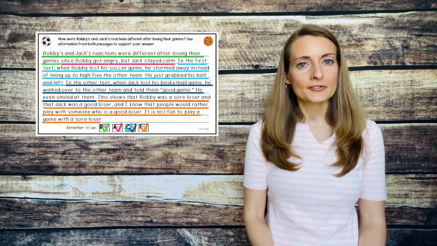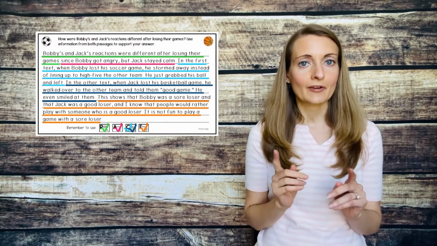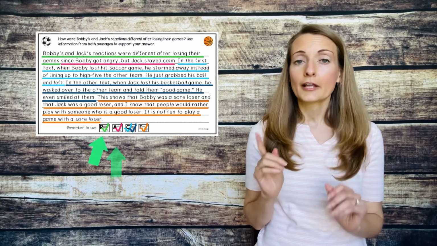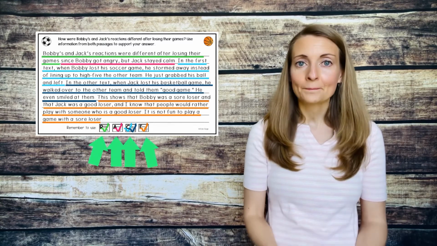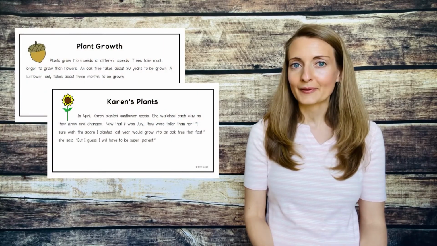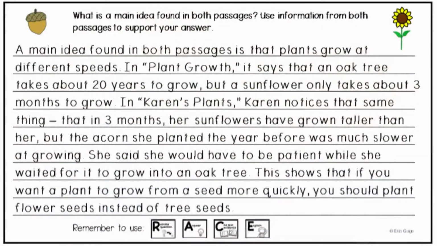Okay, remember last time we looked at a sample written answer about the 2 sports stories and we found the different parts, the R, A, 2 C's, and the E part. Now let's look at a sample written answer about the paired selections, Plant Growth and Karen's Plants. Remember those? The question says, what is a main idea found in both passages? Use information from both passages to support your answer. And follow along as I read the answer.